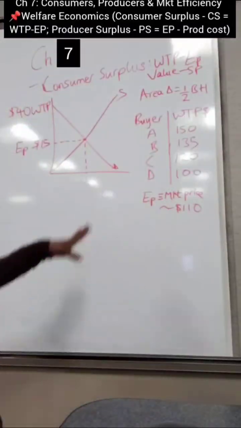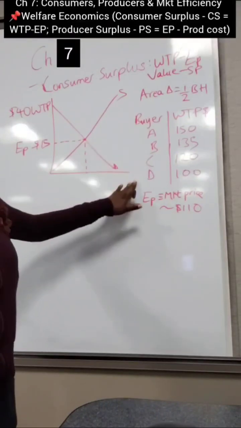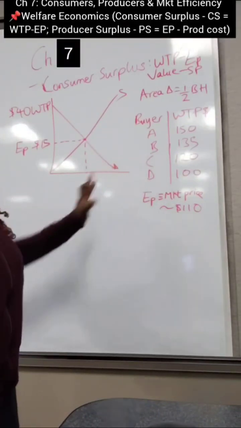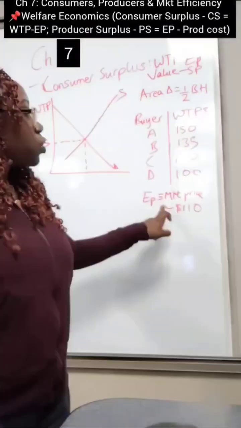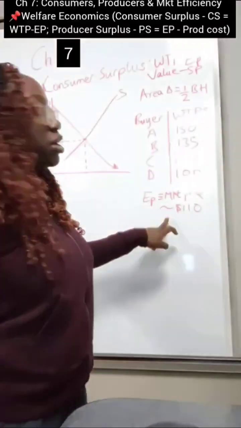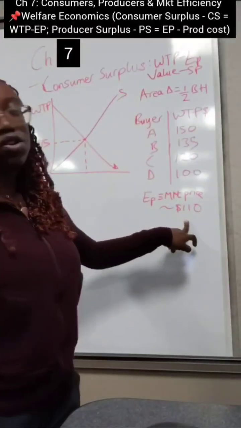Okay, so now to a quick example. Assuming we have 4 buyers in the market. So let's just say buyers A, B, C, D, right? And then your willingness to pay is at this amount here, right? But your equilibrium price, which is the same thing as your market price, remember your invisible hand, your equilibrium price and your market price is $110, right?